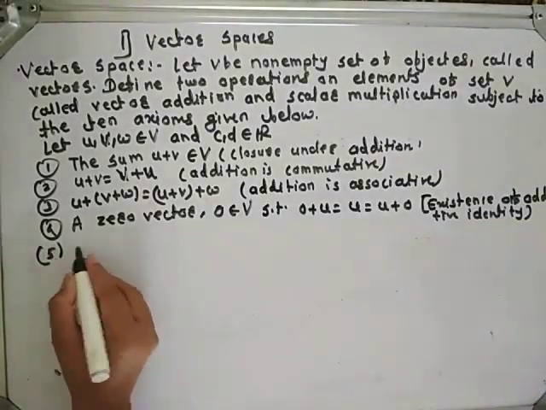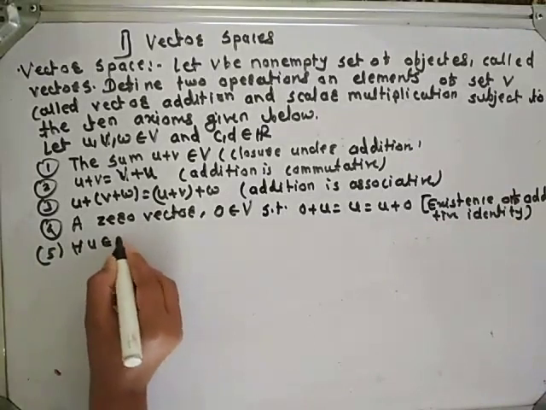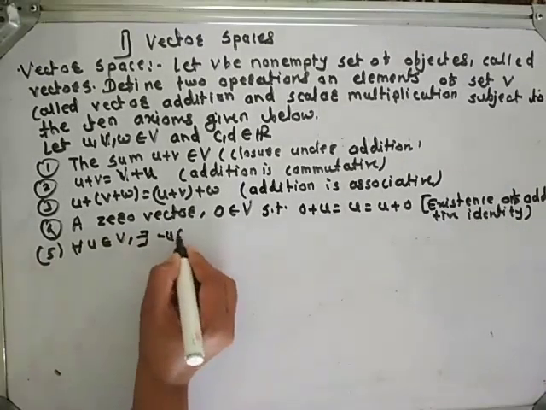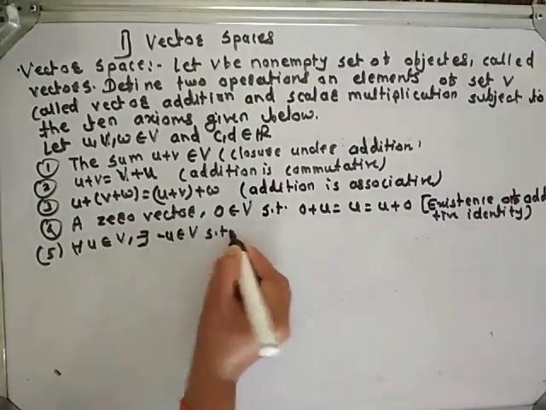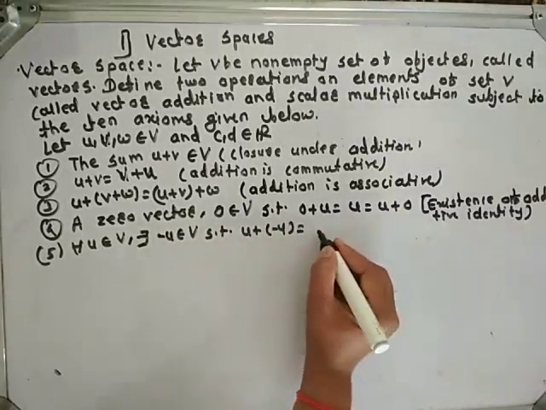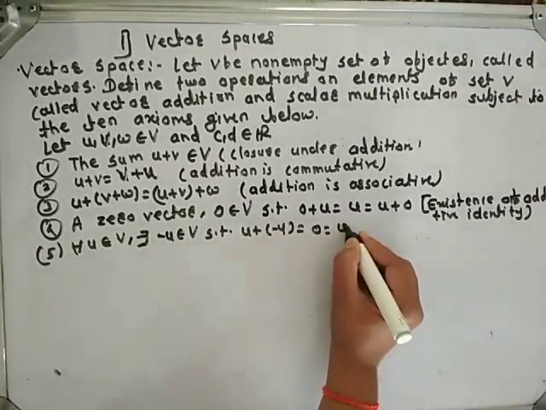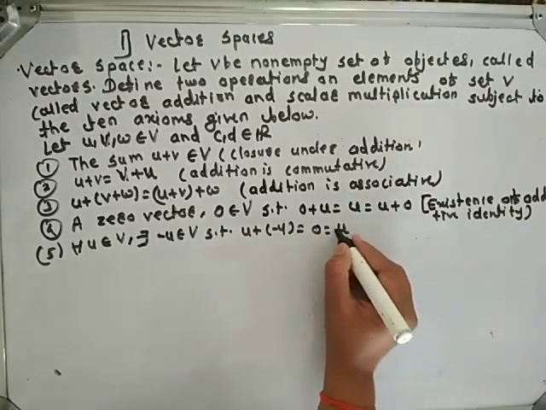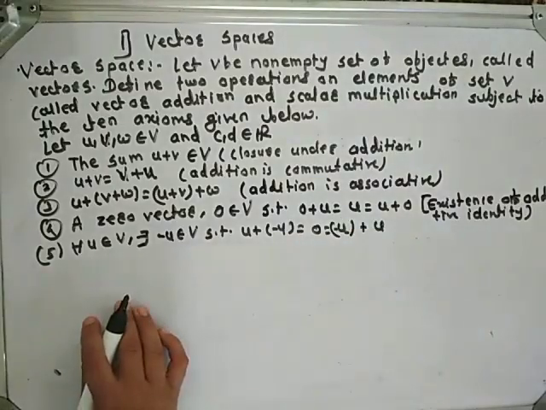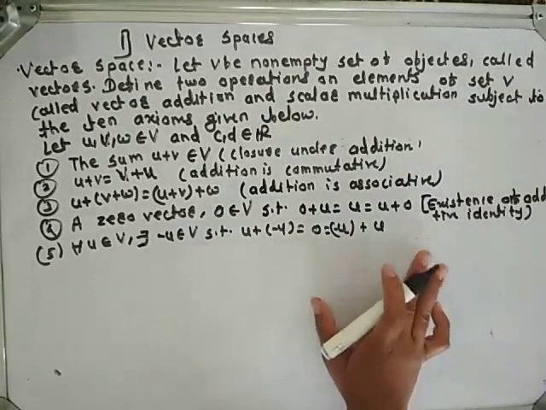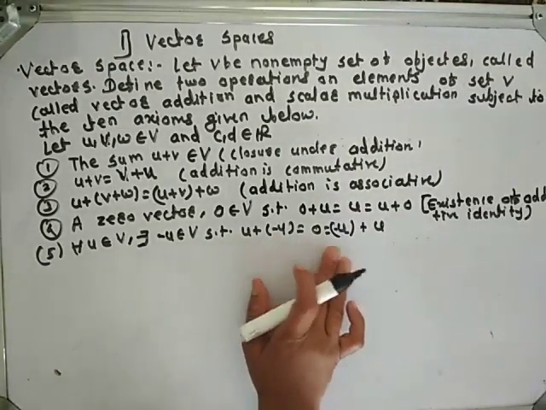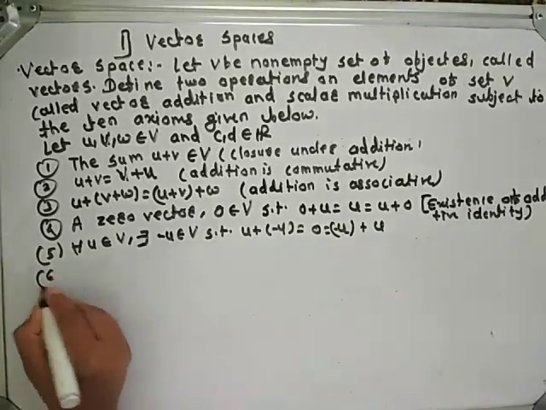The fifth one is for all u belongs to V, there exists minus u belongs to V such that u plus minus u is equal to 0, which is equal to minus u plus u. Existence of inverse element with respect to addition. Note this.